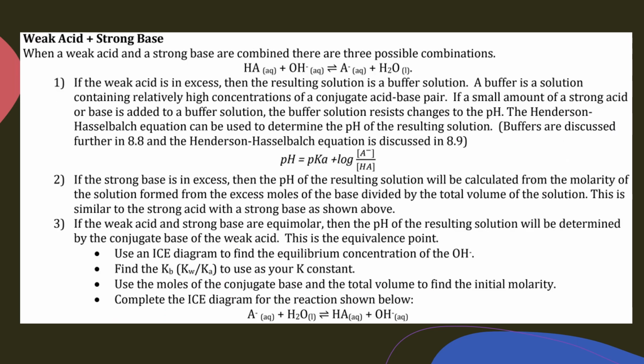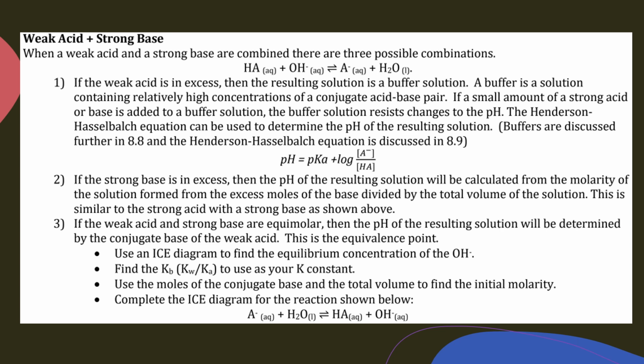If you have a weak acid and a strong base, and the weak acid is the excess, then you end up with something called a buffer solution. That is a solution that contains high concentrations of some kind of acid-base pair, and the idea is that it will resist changes to the pH. Then you're going to use the Henderson-Hasselbalch equation to determine the pH of the resulting solution. We'll talk about buffers later on, and we're going to use this equation especially towards the end of our unit.